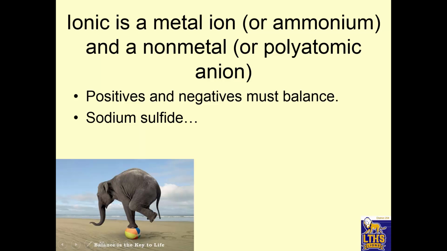Cancel that charge. Okay, so make sure you know that an ionic compound is a metal ion or ammonium to start and a nonmetal or polyatomic anion to end. And the positives and negatives must balance. So you see this name and you're thinking sodium, Na. You're thinking sulfide comes from sulfur, S. Then you check the periodic table, you find out sodium has a +1, sulfide is a -2. So when you put them together, you need 2 sodiums for every sulfide, so the chemical formula is Na2S.